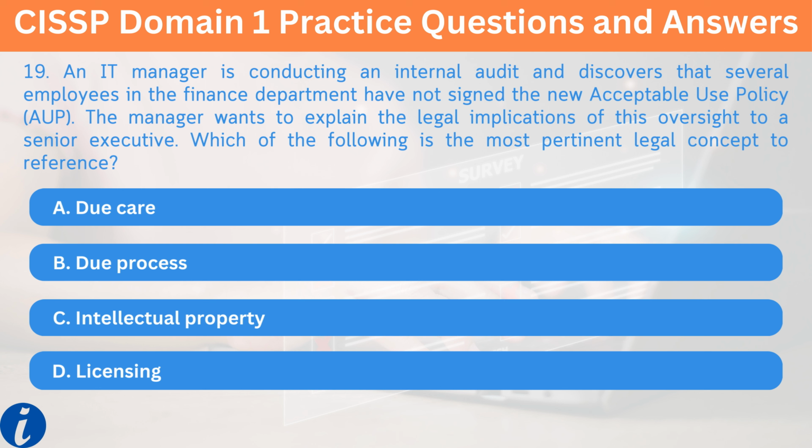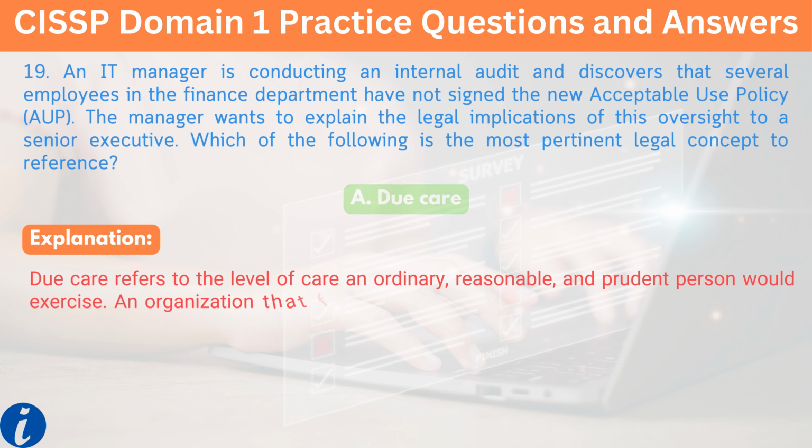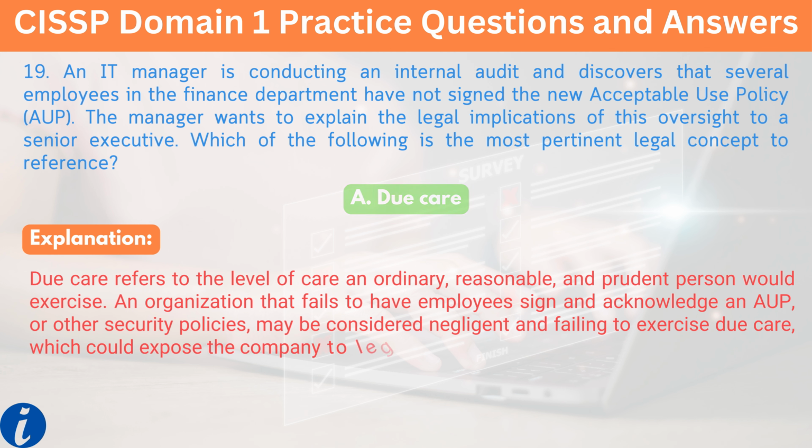Which of the following is the most pertinent legal concept to reference? A. Due care. B. Due process. C. Intellectual property. D. Licensing. The correct answer is A. Due care. Explanation. Due care refers to the level of care an ordinary, reasonable, and prudent person would exercise. An organization that fails to have employees sign and acknowledge an AUP, or other security policies, may be considered negligent and failing to exercise due care, which could expose the company to legal liability in case of a security incident.